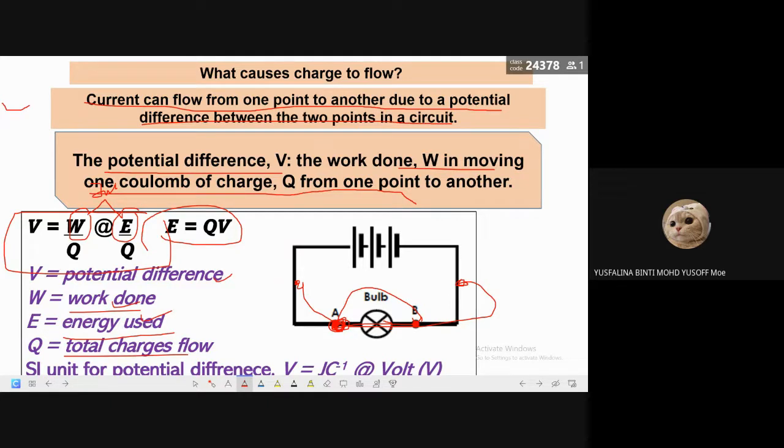And the SI unit, I think you are already familiar with this. So work and energy. Let's use this example. W over Q, where W is in joule and Q in coulomb. So J C^-1.